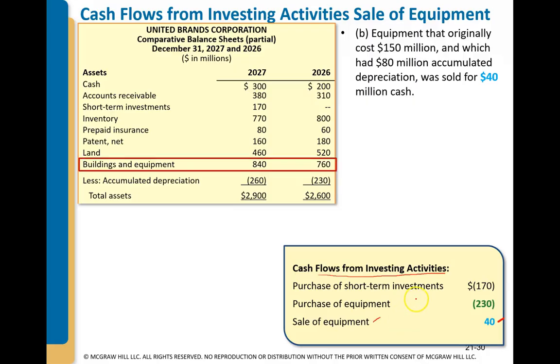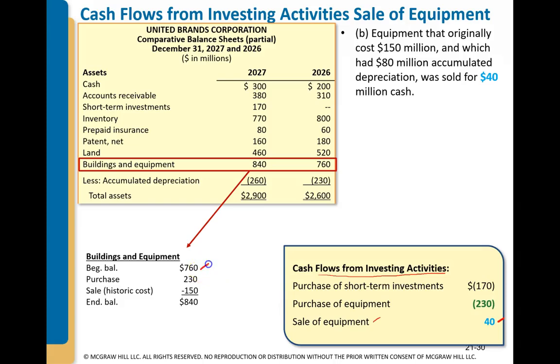So now let's do our roll forward once again. I take my beginning balance for $760. I had that purchase of equipment for $230. And now I've sold my equipment that they told us had a cost basis of $150. So I'm going to reduce it by $150. And then I do get to my ending balance of $840. Now, am I done with my investing activity section? How do I know? Let's look to see.